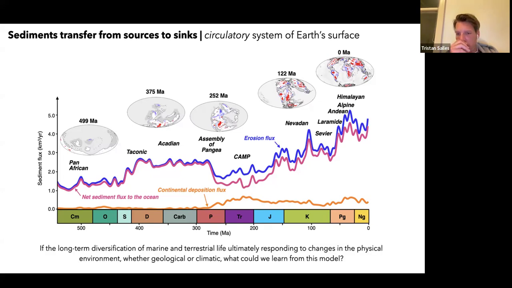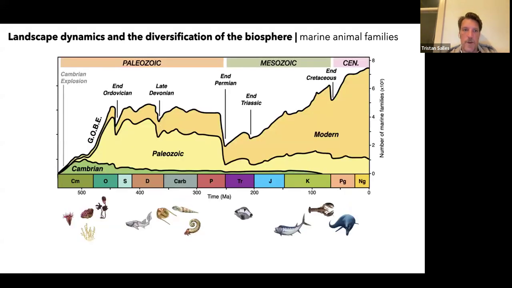What we tried to do then was see if there is a relationship between the diversification of marine and terrestrial life. If this diversification is related to the physical environment, we should be able to learn something out of these models. So first, we are not biologists, so we just took the number of marine families over time.